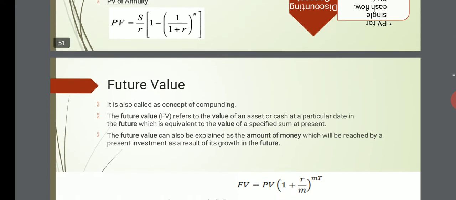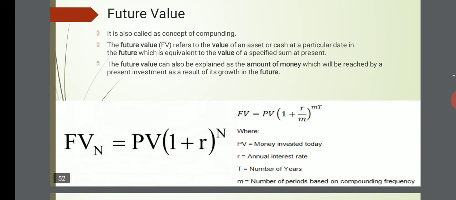And then, after present value, there is future value. It is also called the concept of compounding. The future value refers to the value of an asset or cash at a particular date in the future, which is equivalent to the value of the specified sum at the future. The future value can be explained as the amount of money which will be received by the present investment as a result of its growth in the future. So future value is equal to present value into (1 + R)^n.